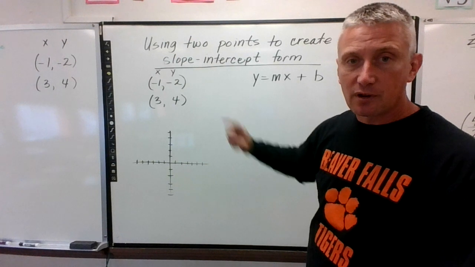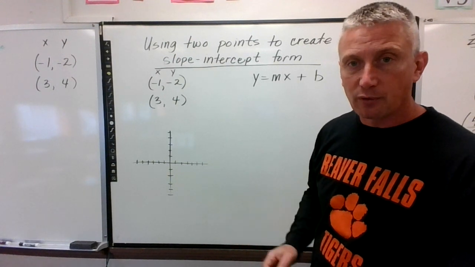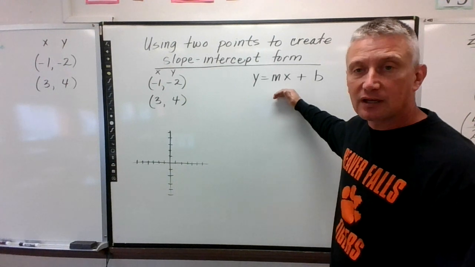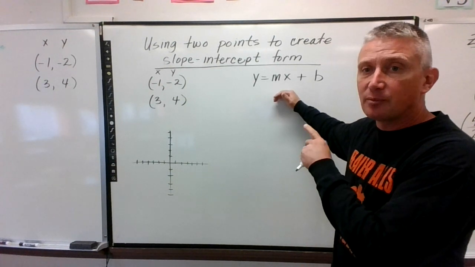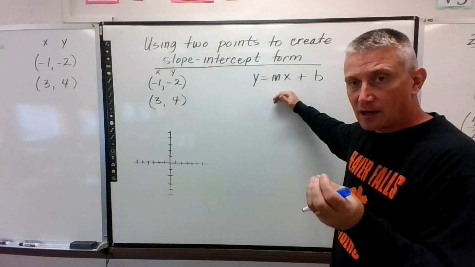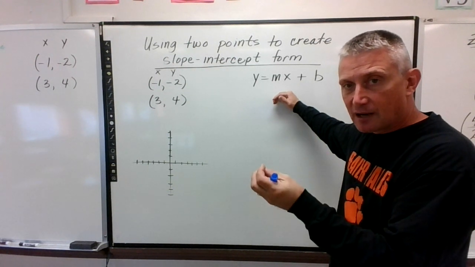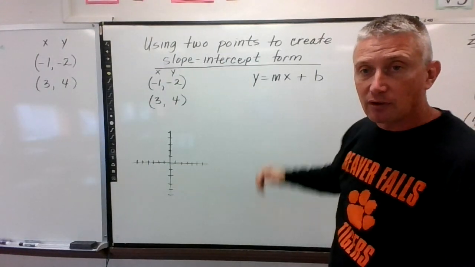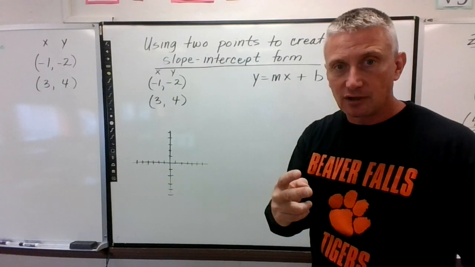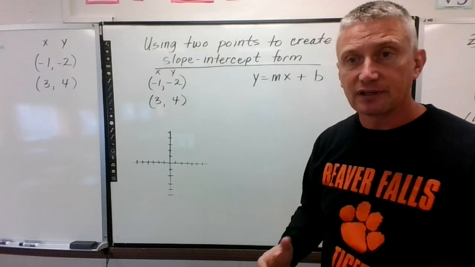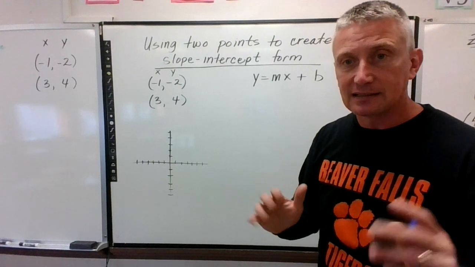-1, -2 is one of the points. 3 and 4 is one of the points. Y equals mx plus b is the form we want to put it in so we can figure out anything. This slope-intercept form means if I pick a number, I should be able to figure out what the output is. So x is your input, y is your output. I'll be able to figure out for anything. Right now, we only know 2 solutions to this line, and the 2 solutions are -1, -2, and 3 and 4. So let's make this all make sense.